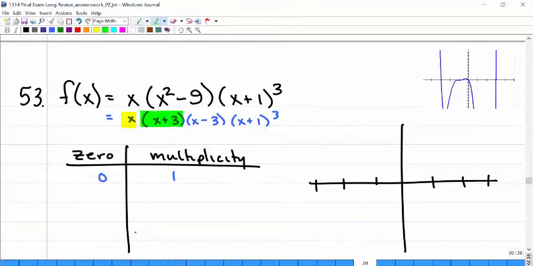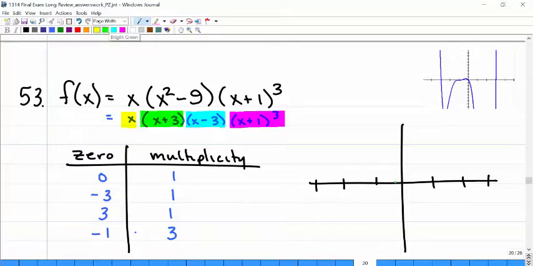For this factor, x plus 3, I get the 0 of negative 3 and its multiplicity is 1. For the factor x minus 3, I get a 0 of 3 with a multiplicity of 1. And for the factor x plus 1 cubed, I get a 0 of negative 1 with a multiplicity of 3.